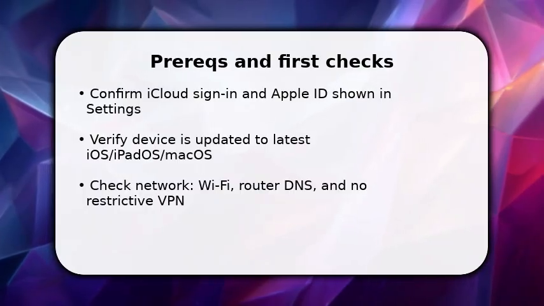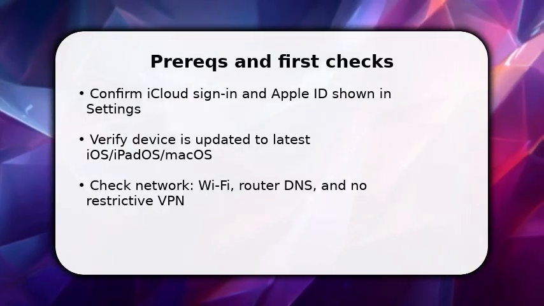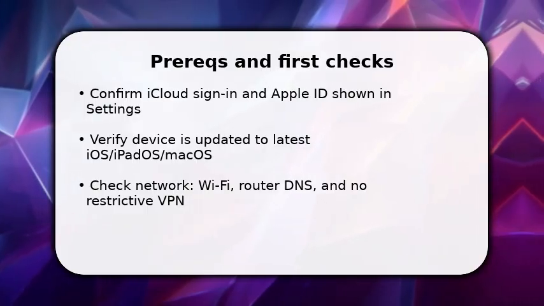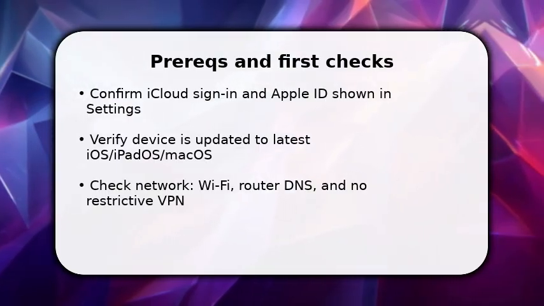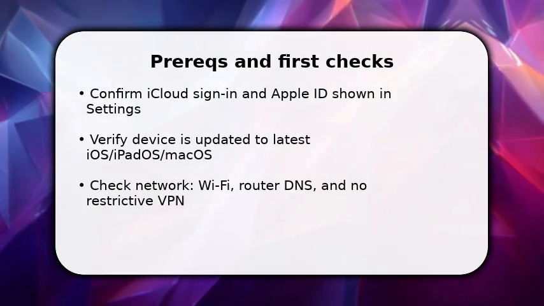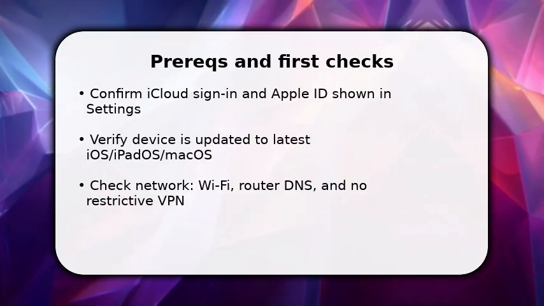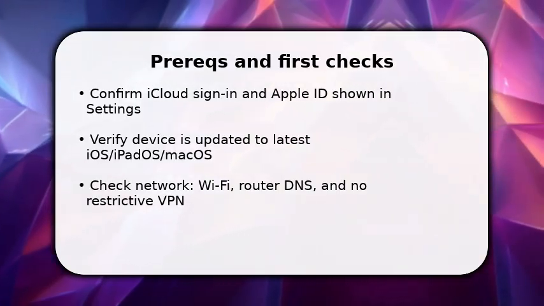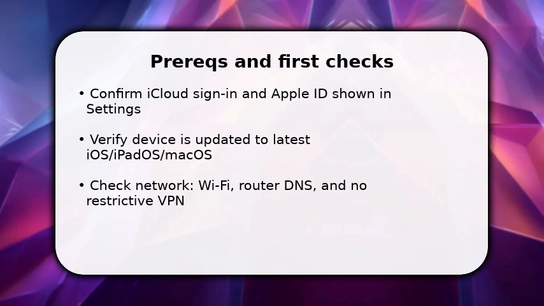You start by confirming the essentials. Make sure you're signed into iCloud with the correct Apple ID and that the device runs the latest OS. Next, inspect the network, switch between Wi-Fi and cellular, and disable any VPN or ad blocker temporarily. Also check router DNS settings and ensure ports aren't blocked. Once done, restart Safari and the device so cached network states reset. This prepares you for the deeper configuration steps that follow.